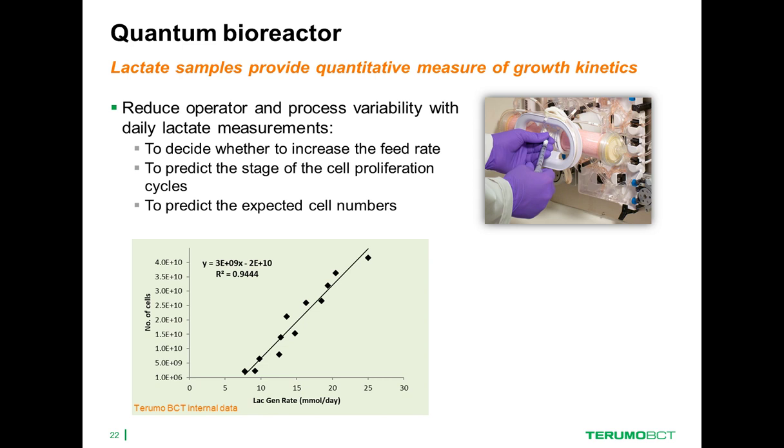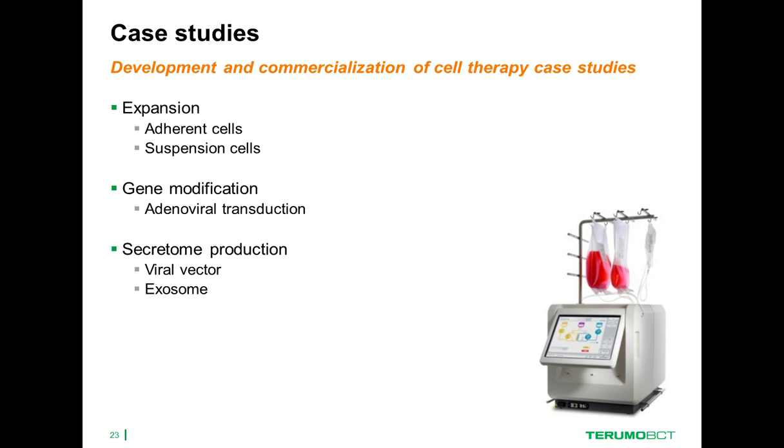And finally, to predict the expected cell numbers in the quantum. The graph below shows correlation between selected generation rates with the actual number of T cells harvested from the bioreactor. Here, I will be presenting five case studies published by quantum users in peer-reviewed journals. As you can see, the quantum is very flexible and suitable for various applications from cell expansion to viral vector production.